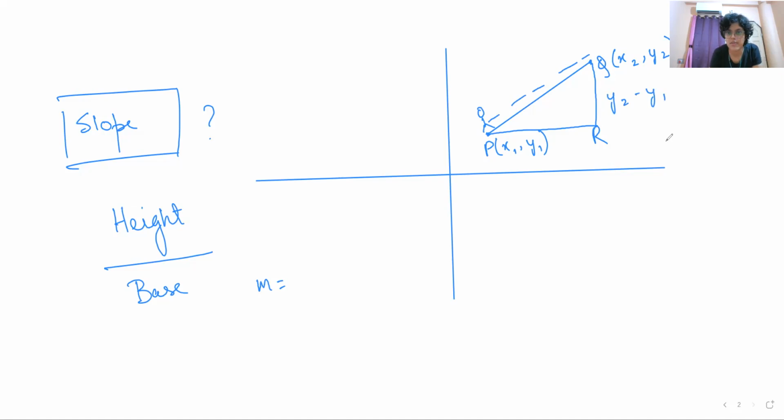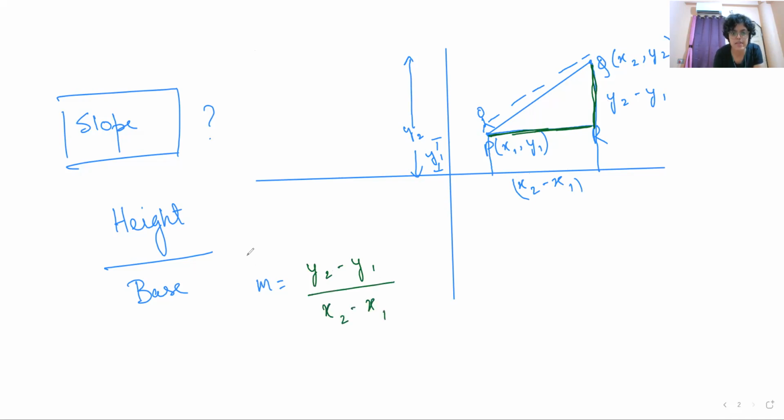How do we know that? Well, simply because if you join this much and you know this is y1 and this much is y2, then of course the difference between them is QR, which is y2 minus y1. In the same way, this is x2 minus x1. And we get it. So m would be equal to the ratio of height, which is this, over walking distance or base. So y2 minus y1 by x2 minus x1.